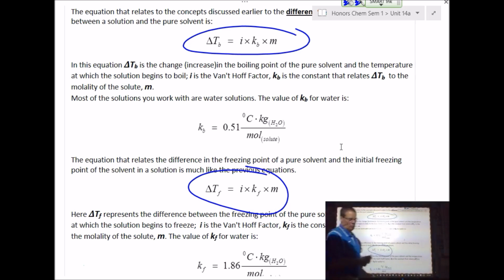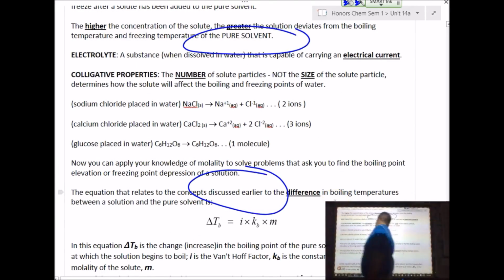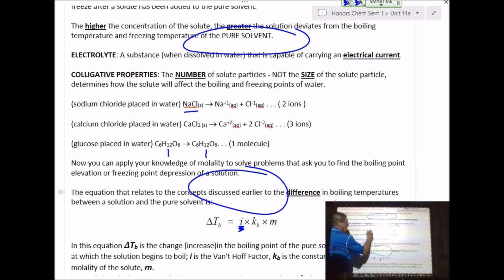So if we go back a little bit, looking at glucose. If I start off with 1 molecule of glucose, when I place it in water, it remains as 1 molecule of glucose. The Van't Hoff factor for that is 1. If I start off with 1 molecule of sodium chloride, it'll break apart into sodium ions and chloride ions, and it'll give me 2 ions. The Van't Hoff factor in that case would be a 2. If I had 1 molecule of calcium chloride, it would break down into 1 ion of calcium and 2 chlorides, which gives us a total of 3. What do you think the Van't Hoff factor is?